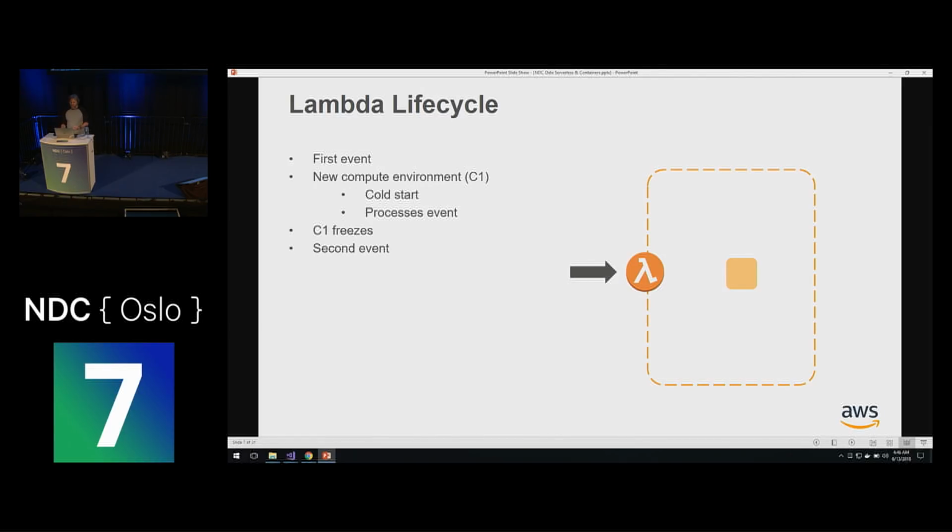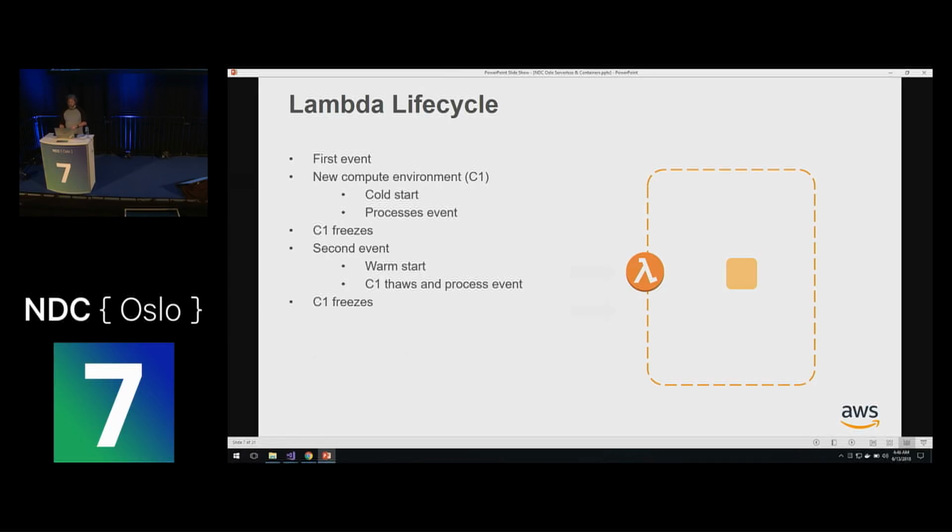So we'll get our next event, and Lambda will say, OK, I already have this frozen one, so let's just thaw that one out and process our event there. That's called a warm start, where it doesn't do all that initialization work, and it just executes on that already existing compute environment. And once that's done and there are no more events, it'll freeze that again.